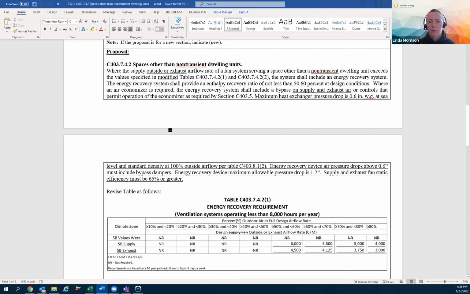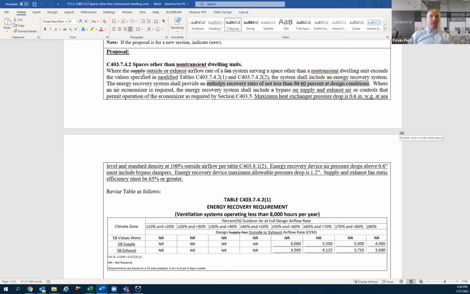Hi, everybody. My question for the committee is regarding the enthalpy recovery ratio of not less than 60% at design conditions. A heat wheel is mentioned further on. My question is what technologies are precluded by that change from 50 to 60 if that's new to the Denver code? Very well. Anybody want to speak to that? Mike, feel free to speak to that too if you're familiar with that technology.